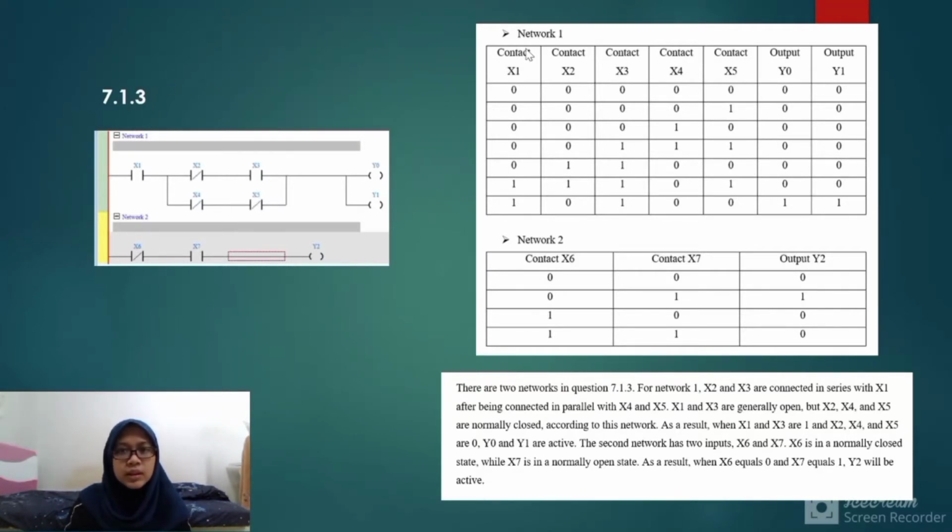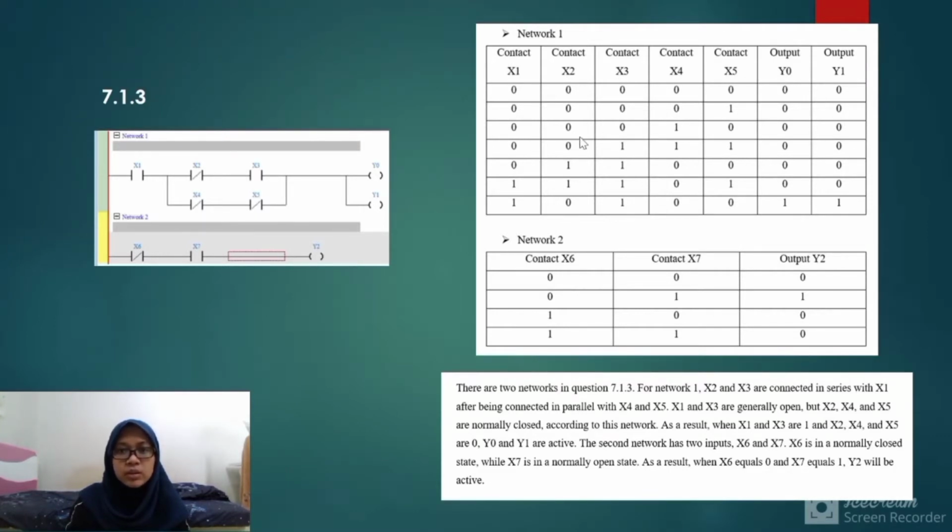So we can see the result as network 1 for contact X1, contact X2, contact X3, contact X4, contact X5, output Y0 and output Y1. When the value is 0, 0, 0, 0, 0, the output of Y0 is 0, the output of Y1 is 0. When it is 0, 0, 0, 0, 1, the output for Y0 is 0 and the output of Y1 is 0.